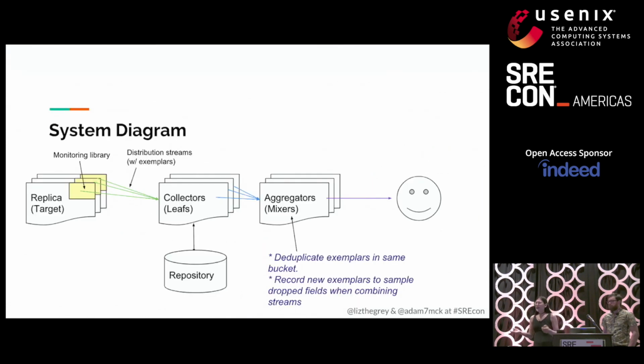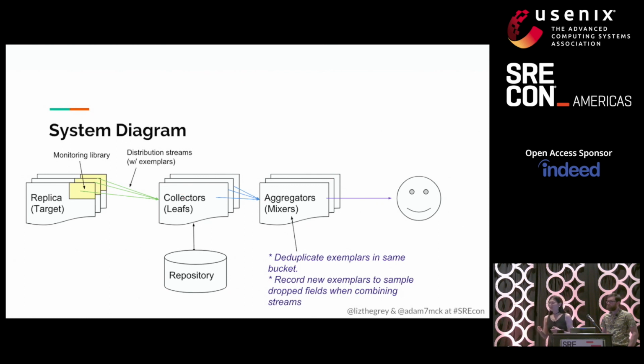So how do we actually do this on the inside? This is kind of an overall system diagram of Monarch. The idea is that we have some kind of a monitoring library embedded in each target replica they're monitoring, and that they stream the data to collection leafs. And the collection leafs write the data to a repository.